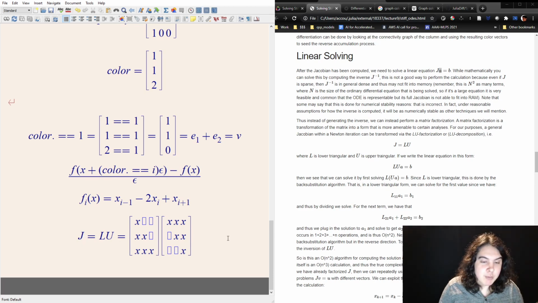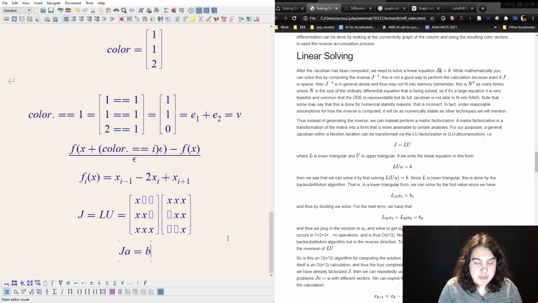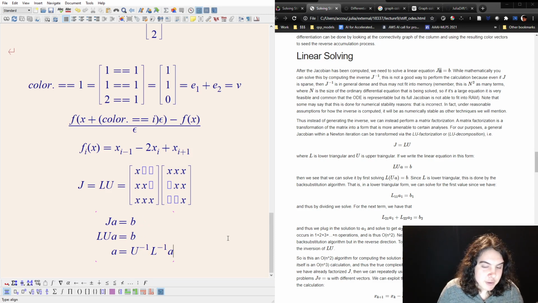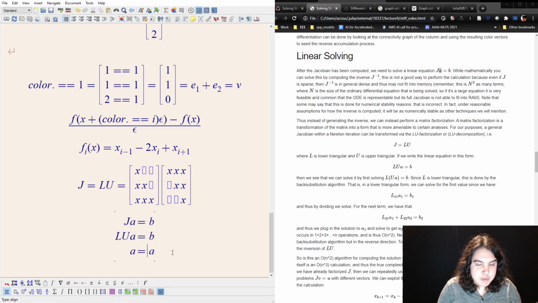Now the reason is that if we find this, we've essentially solved the problem, right? And why have we solved the problem? Well, let's look at J A equals B. Then we can write this down as L U A equals B. And now we can do A equals U inverse L inverse B. You don't want to actually do this process of calculating inverses, but what I can tell you is that solving the linear systems based off of these things is trivial. So let's go back one step then.